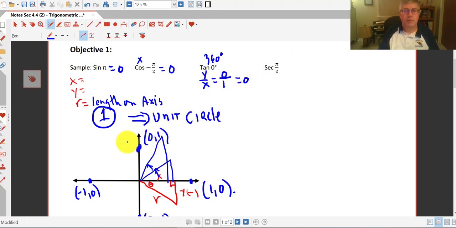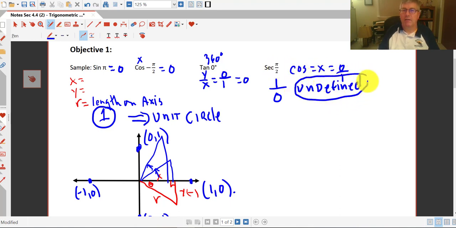And then the secant of pi over 2. So pi over 2 puts us at essentially 90 degrees, or at the ordered pair 0, 1. And secant is the reciprocal of cosine. So we know cosine is equal to our x value, or 0. So the secant is, well, we'll call that cosine 0 over 1. So our secant would be 1 over 0. The secant is undefined at pi over 2. So we would want to say undefined there.